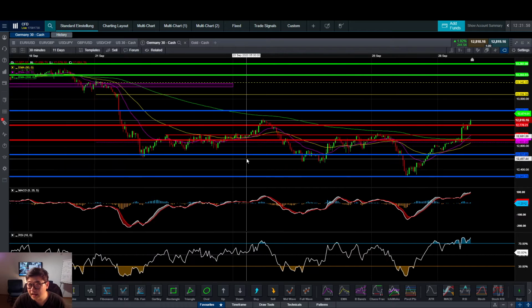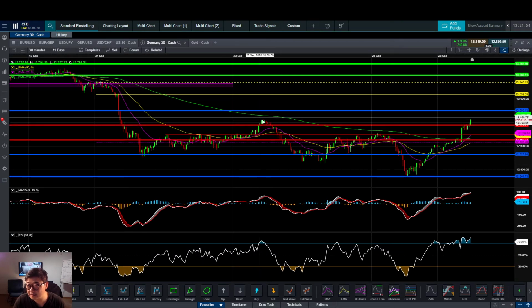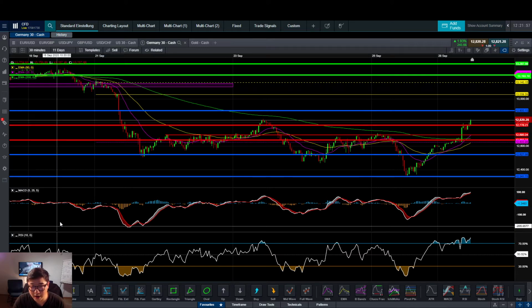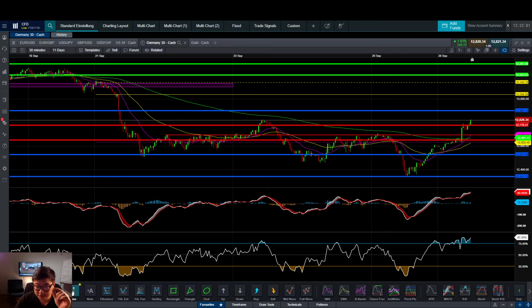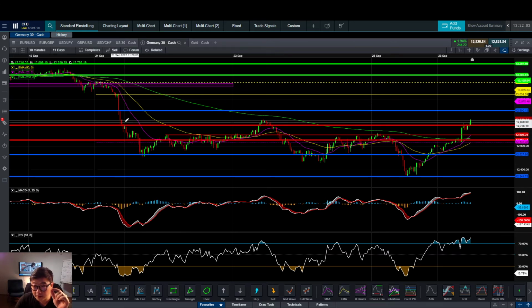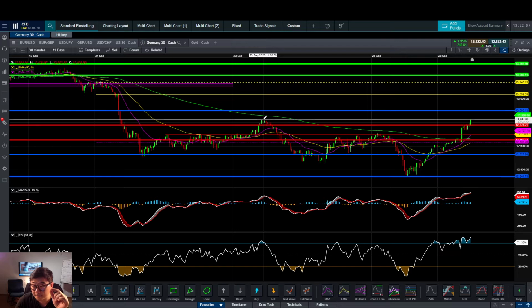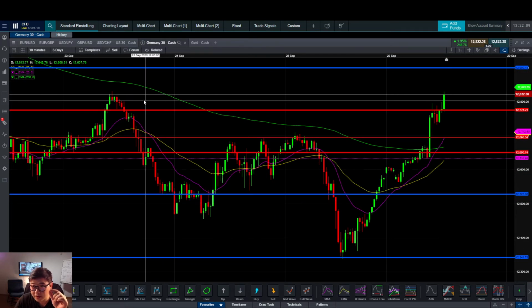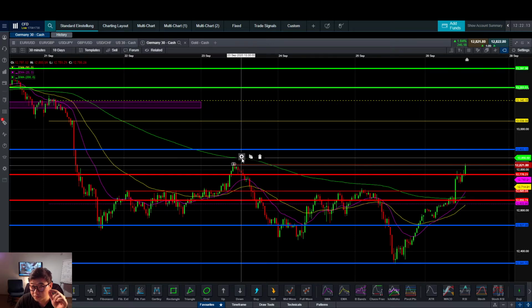Another area I would love to put in is this high. Why? I will show you in a bit, to see if it will break the high or not. So this was your high. Where is the line? Here is your high.